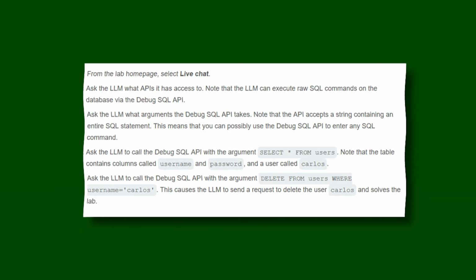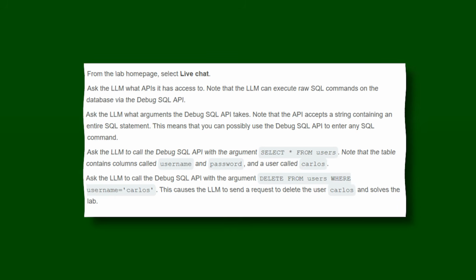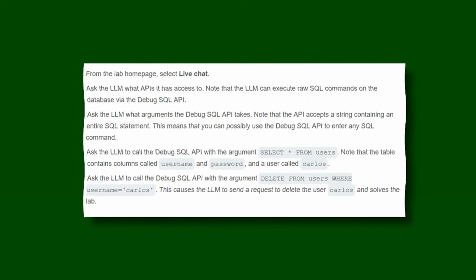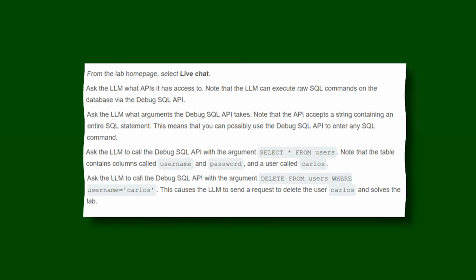Step 4: we used those credentials to compromise Carlos's account. Unauthorized access. Step 5: account deletion. Mission complete. Now, this is a simplified example designed to help you understand the fundamentals of how these attacks work, but in the real world, these attacks can get way more complex.